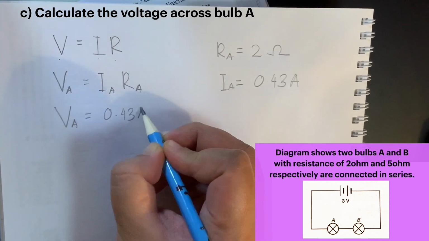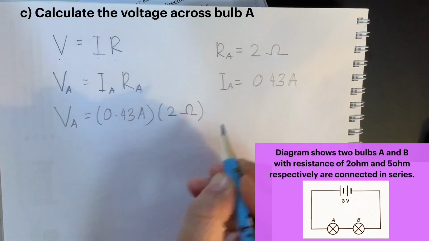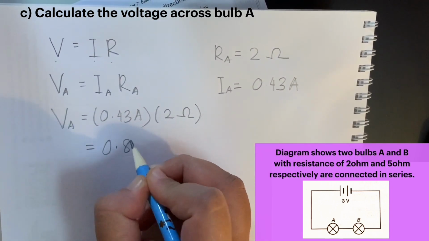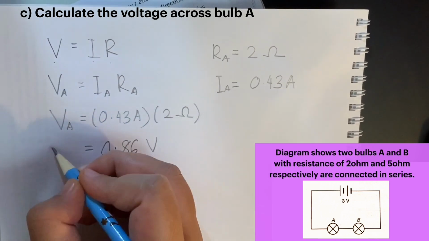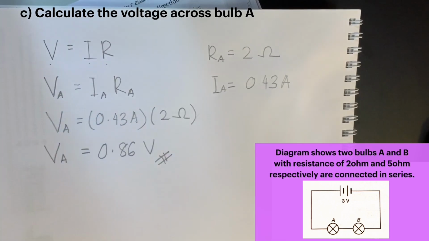0.43 ampere times 2 ohms, and the number will be 0.86 volt. The voltage across A is 0.86 volts.